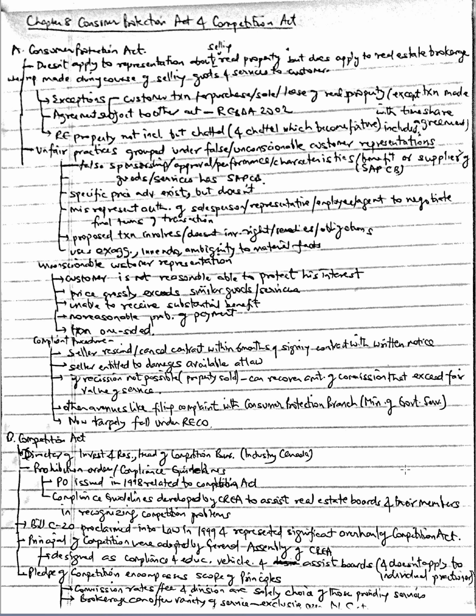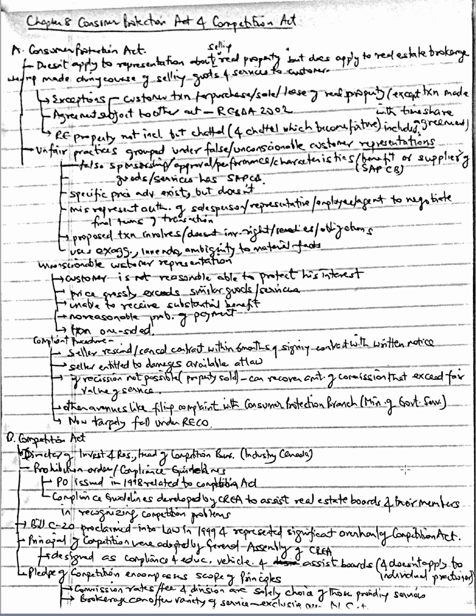The seller is entitled to any remedy available at law, including damages that may be ordered by the court for fraudulent or negligent misrepresentation, and for breach of duties by the agent. If rescission is not possible because the property is sold, the seller can recover the amount of the commission paid that exceeds the fair value of the services, or damages, or both.